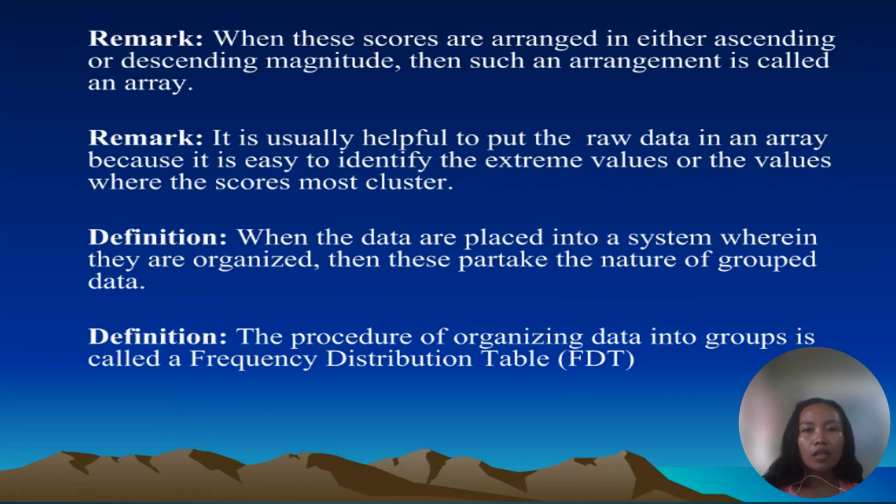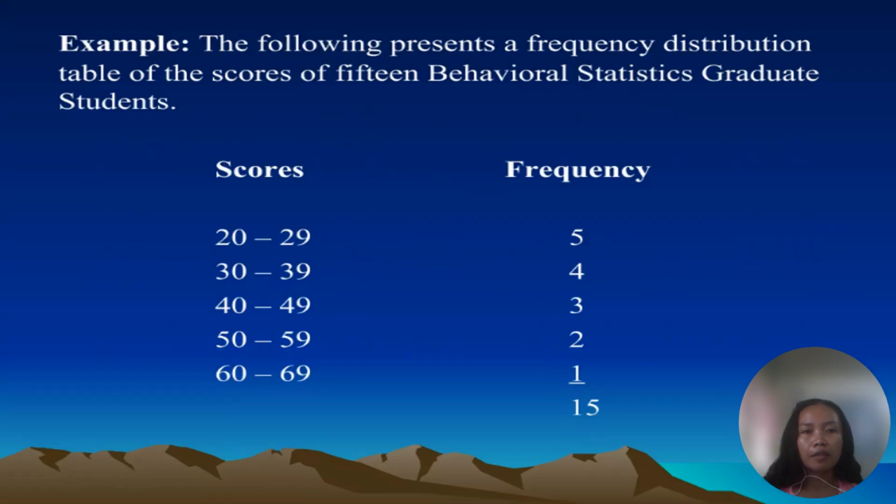When the scores are arranged in either ascending or descending magnitude, such an arrangement is called an array. It is usually helpful to put the raw data in an array because it is easy to identify the extreme values or the values where the scores cluster. When the data are placed into a system wherein they are organized, they partake of the nature of grouped data. The procedure of organizing data into groups is called the frequency distribution table, or the FDT.